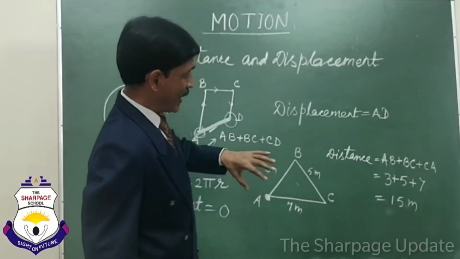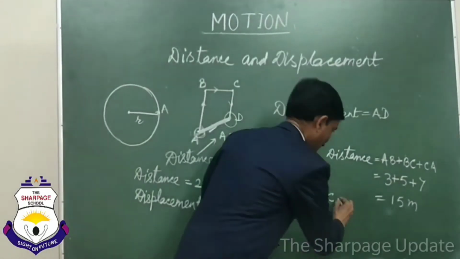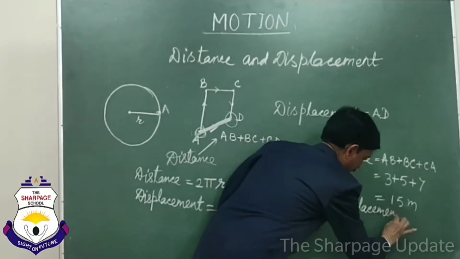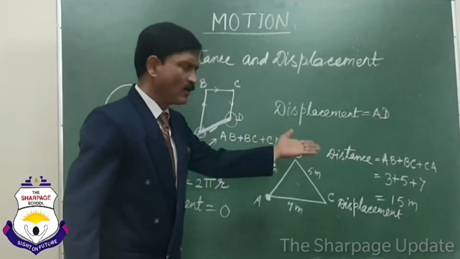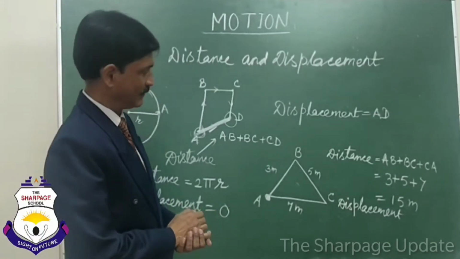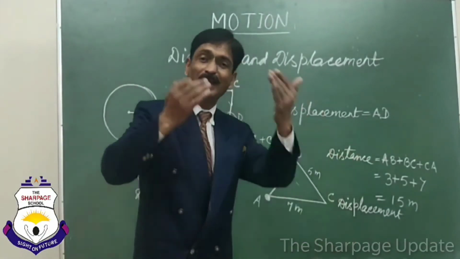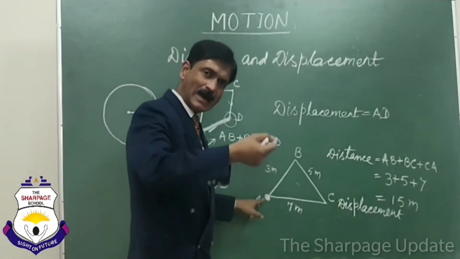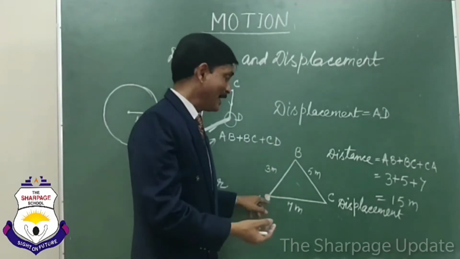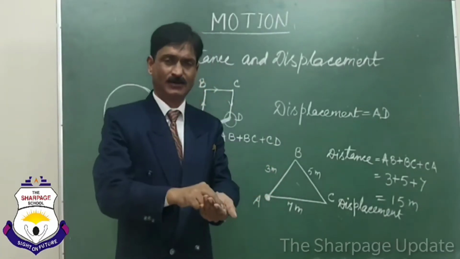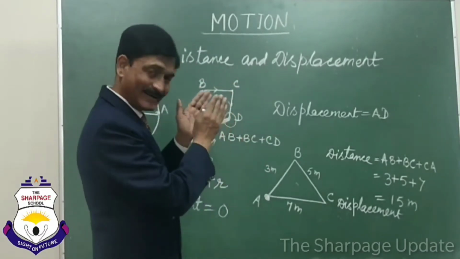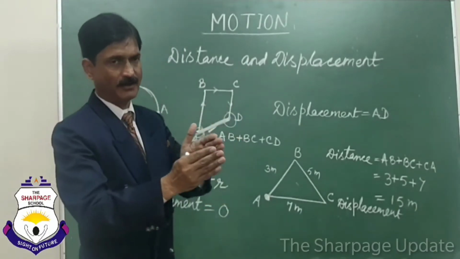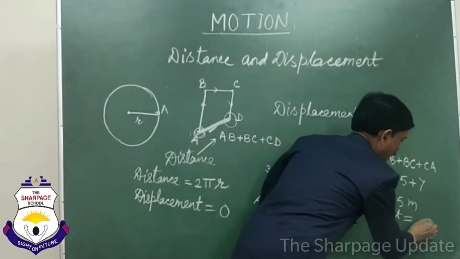But if we have to find the displacement in this case, then how much will the displacement be in this case? Displacement will be zero. Why? Because the person starts from point A and he stops at the same point. So there is no distance between the starting point and the finishing point. So displacement is equal to zero.